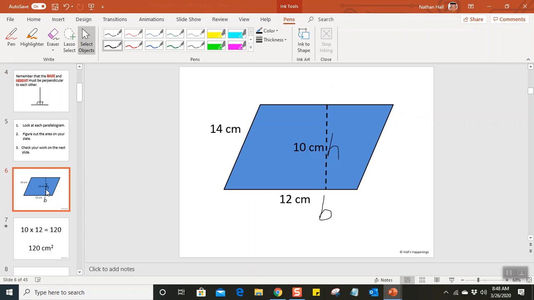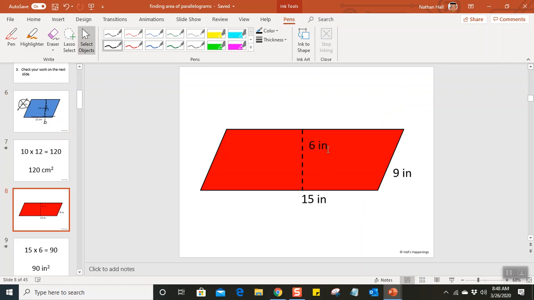So when I look at this shape, I'm looking for the two parts that are perpendicular to each other. So that's this line, sorry, it's a little slumpy, and this line. I am going to ignore the measurement on the slanty lines. So I'm just looking for base times height. So here, base times height. So it's the 6 and the 15, the two that are perpendicular.